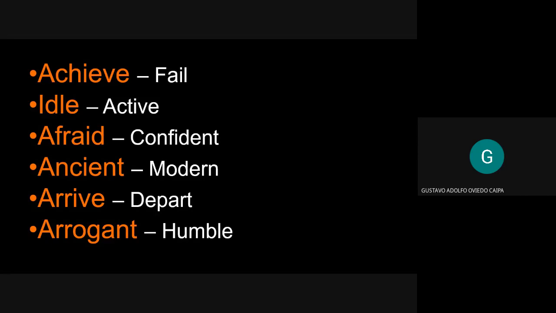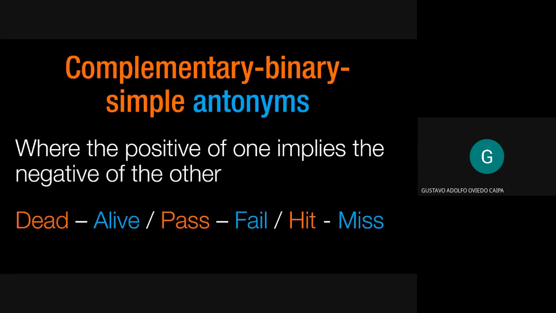All right. And as I'm going to show you, there are different types of opposites. There isn't just one type of opposite. For example, we can talk about what we call complementary or binary or simple antonyms. The meaning of that is the words where the positive of one implies the negative of the other. So again, the positive of one implies the negative of the other. So basically, one word is going to negate the other one. That's what a simple antonym is. When one word negates completely the meaning of the other.